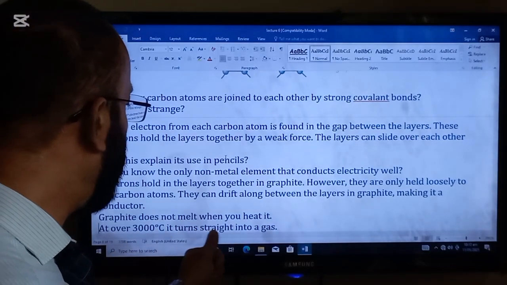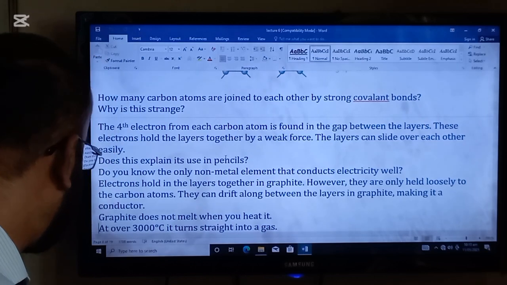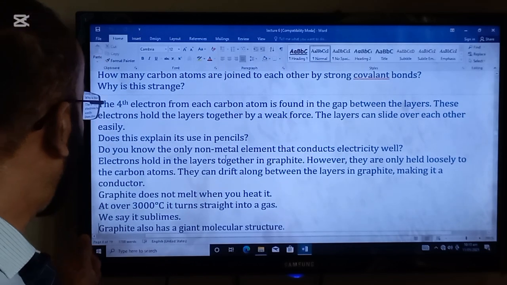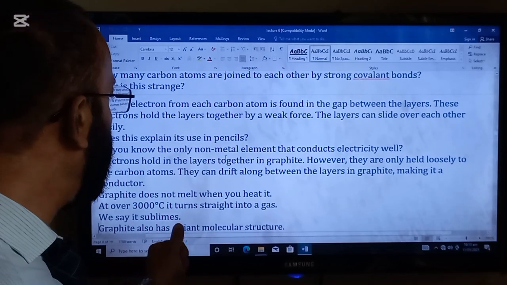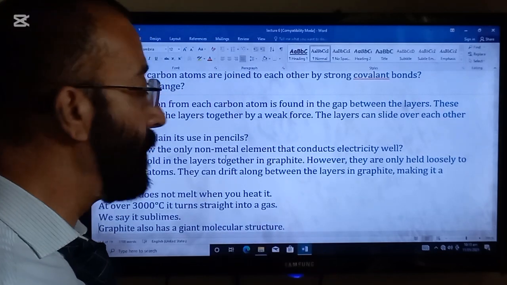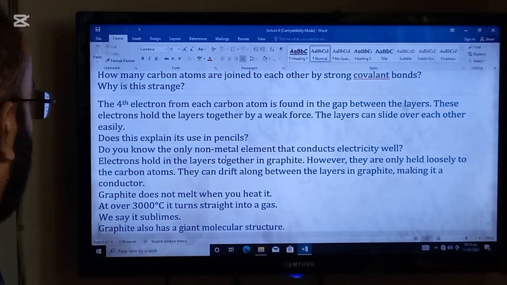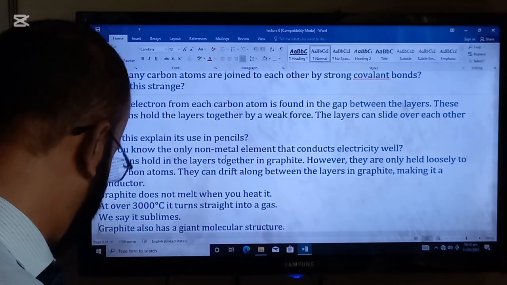Graphite does not melt when you heat it. At over 3000 degrees C, it turns straight into a gas. We say it sublimes.